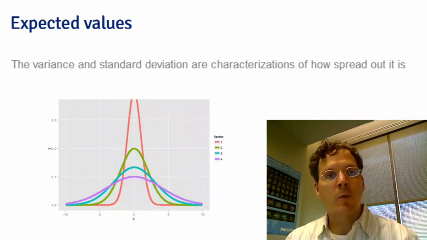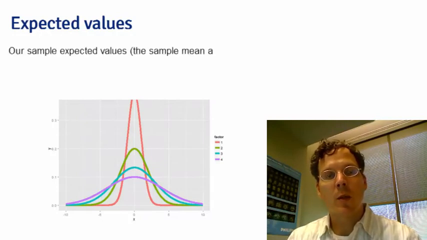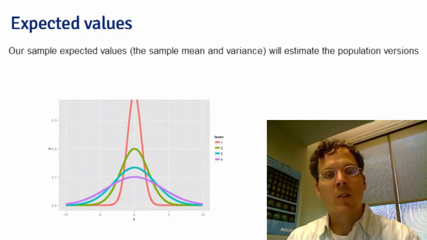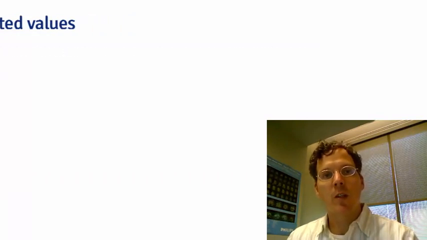And just like before, in the way that the sample quantiles estimated the population quantiles, the sample expected values are going to estimate the population expected values. So the sample mean will be an estimate of our population mean, and our sample variance will be an estimate of our population variance, and our sample standard deviation will be an estimate of our population standard deviation.